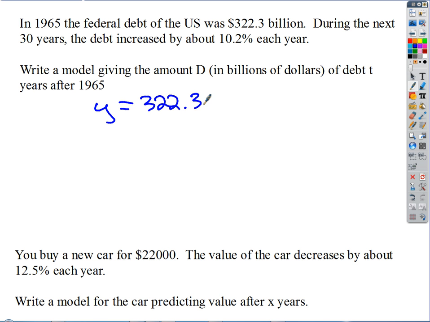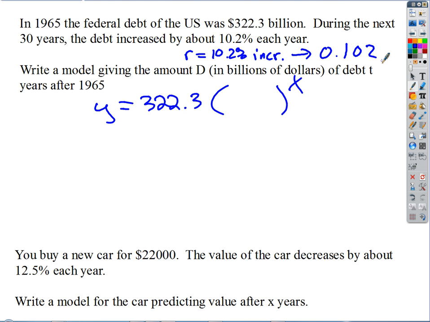Good, 322.3 times what to the x? Okay, now, what about that? That's 10.2% increase. So if I want to write that as a decimal, when they give it to me as a percent, I want to immediately write it as a decimal. So R is 10.2% increase, which becomes what as a decimal? 0.102. I got to move the decimal two places to the left to make it smaller, to make it a decimal. So 0.102, and it's positive because it's growth, right?